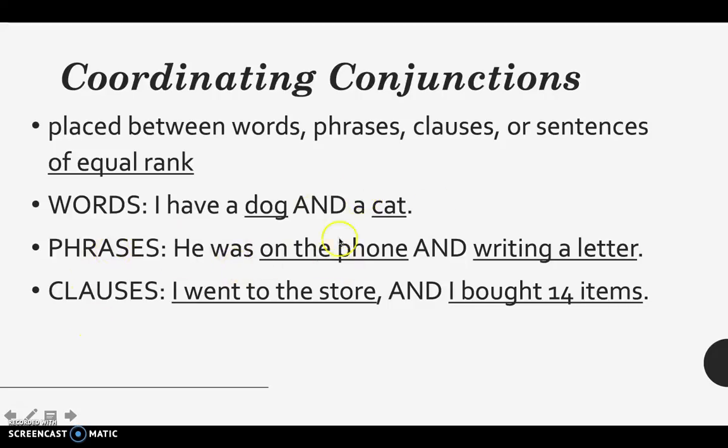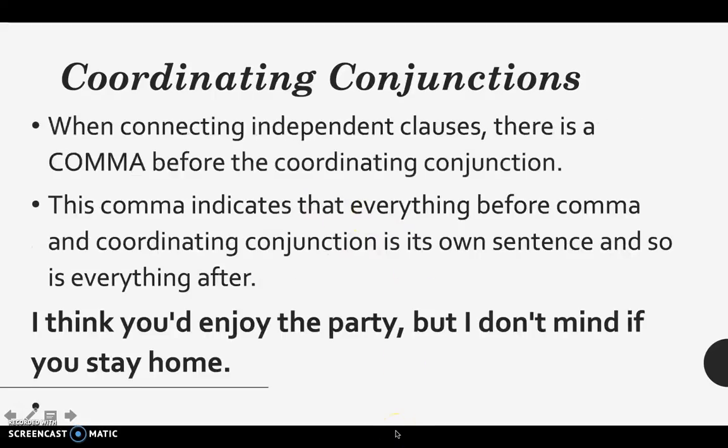Phrases. He was on the phone and writing a letter. These are both phrases that we can combine using the and. And then a clause, I went to the store, and I bought 14 items. The only thing you'll notice that's different with this one is this comma here, and I'll get to that in 1 second. But otherwise, we're using the same exact coordinating conjunction on these.